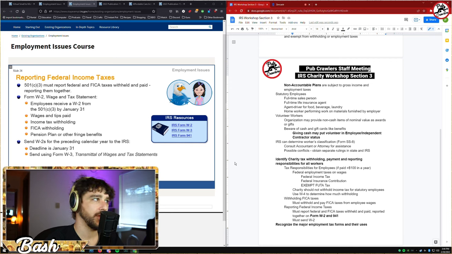You have to send the form W-2 to your employee and to the IRS. But that W-2 is for the last year. I just think it's funny because it says employees receive a W-2 from the 501c3 by January 31st. But then you have to have it submitted before the deadline, which is January 31st. So if you receive it on the 30th, you have to fill that out by the 31st.